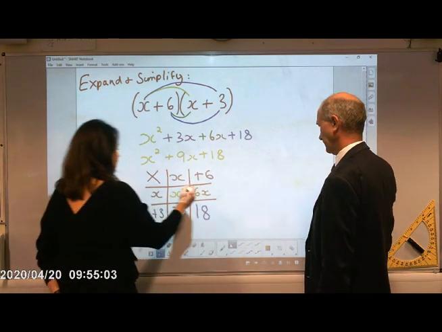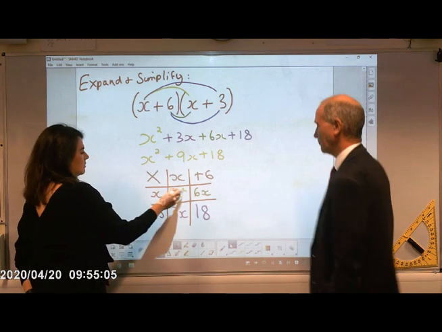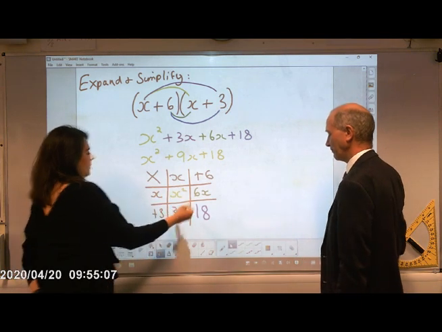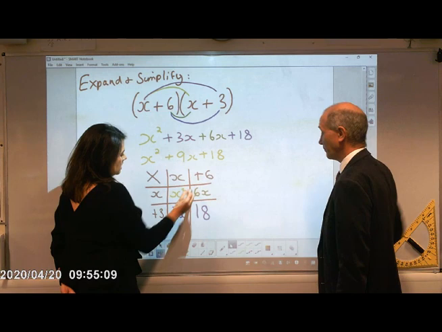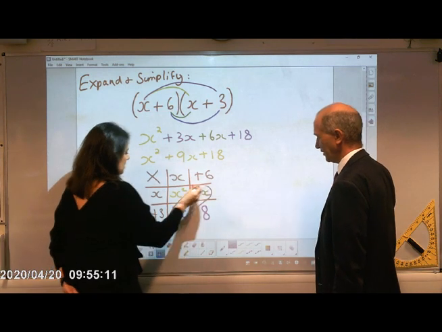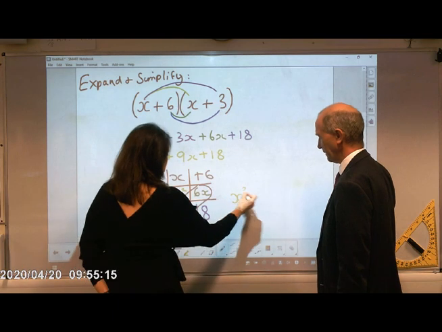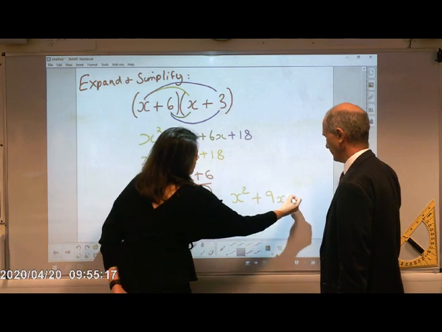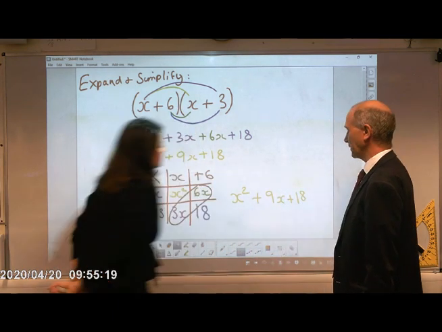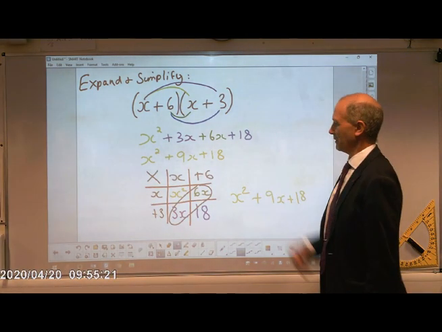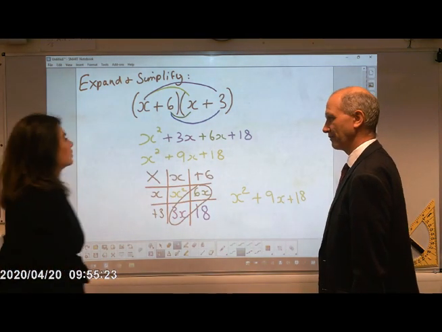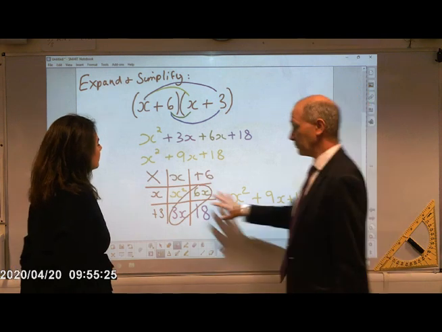So I've got x squared, no other x squareds in there. 18, no other numbers in there. So I've got just my 2 x's that are going to simplify together. I'm going to get x squared plus 9x plus 18. Snap. Beautiful, I've got the same answer. We basically did the same method, we've just written it slightly differently. And it doesn't matter which way.